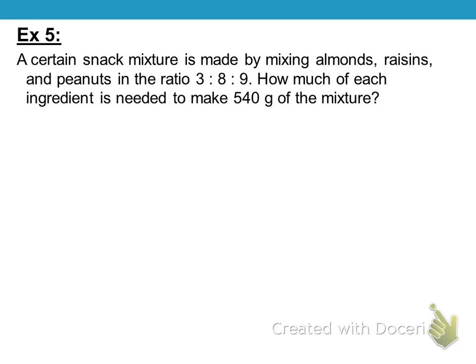All right, example 5. A certain snack mixture is made by mixing almonds, raisins, and peanuts in a ratio of 3 to 8 to 9. How much of each ingredient is needed to make 540 grams of the mixture?